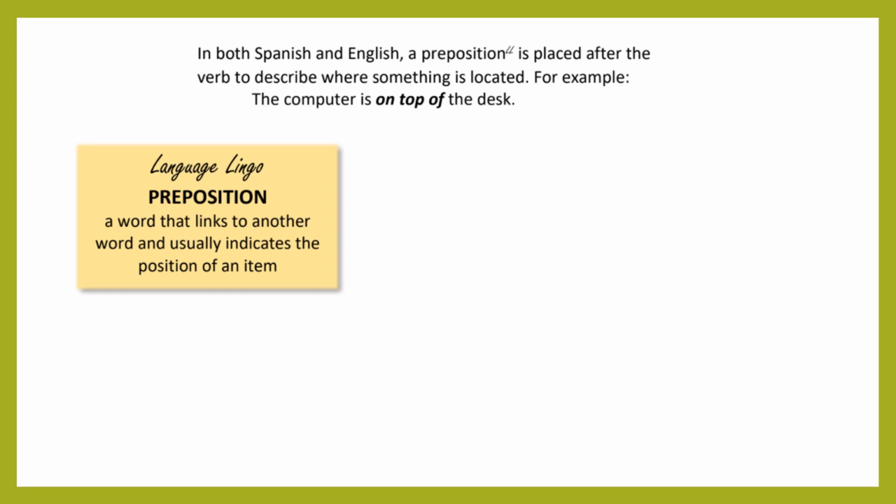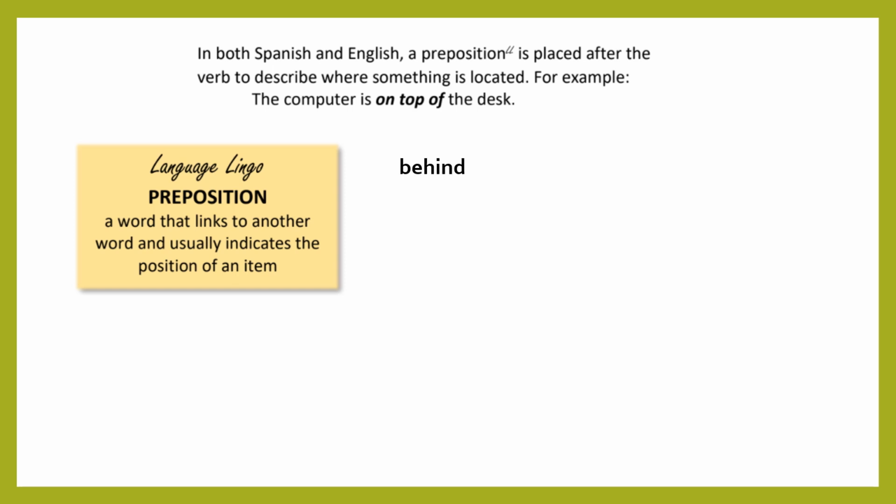So a preposition is a word that links to another word or links with another word. It usually indicates the position of an item. In this case, it is definitely indicating the position of an item because we're using the preposition to tell the location of something. So we're using the verb estar with prepositions.